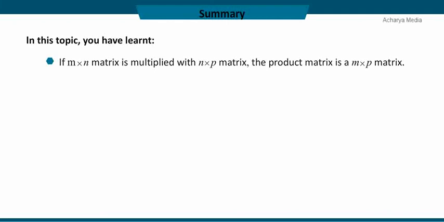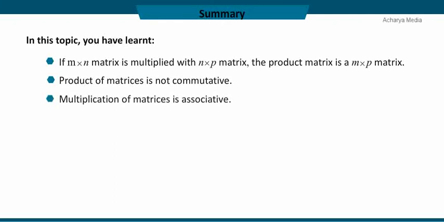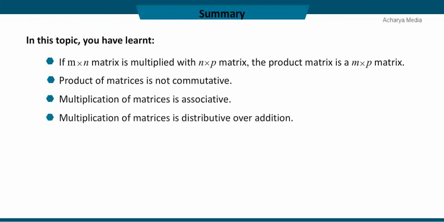If an M by N matrix is multiplied with an N by P matrix, the product matrix is an M by P matrix. Product of matrices is not commutative. Multiplication of matrices is associative. Multiplication of matrices is distributive over addition.